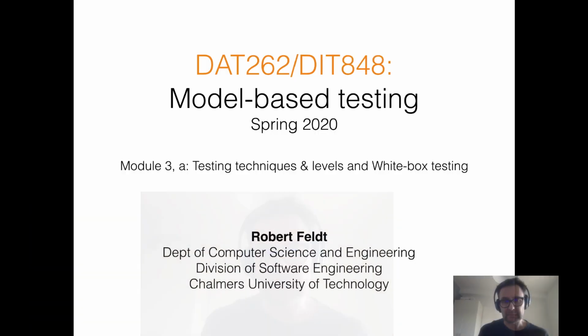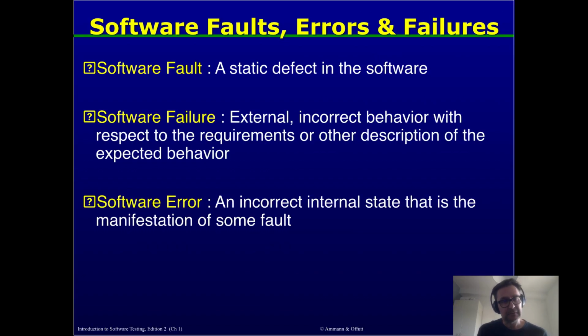Okay. Let's get started. So a little bit more on software faults, errors, and failures. We talked about these terms the last time. Here's a little bit more detail about that. Just to remind you, a software fault is some defect, some bug in the software artifact, typically the source code. A software failure is an external incorrect behavior of a subsystem, a function, or even the whole system of software.